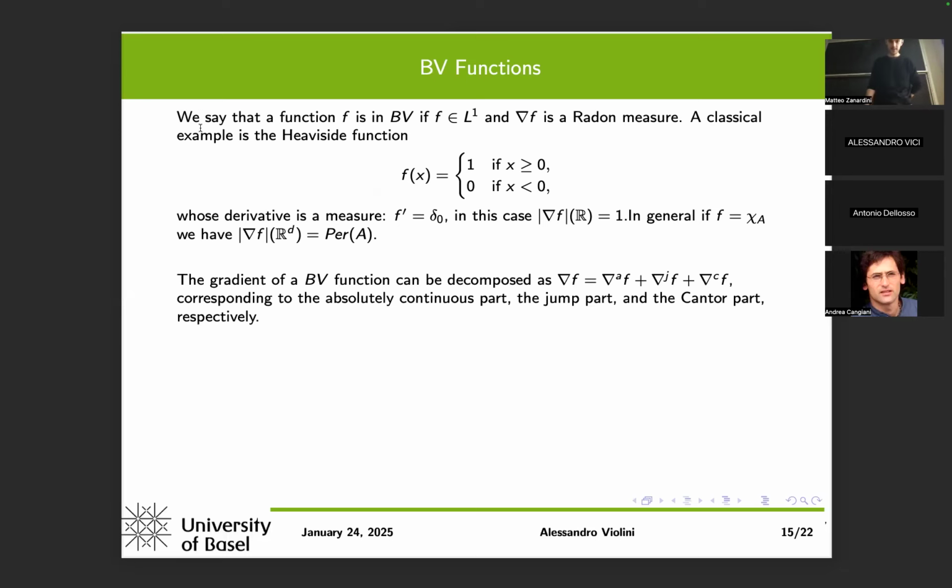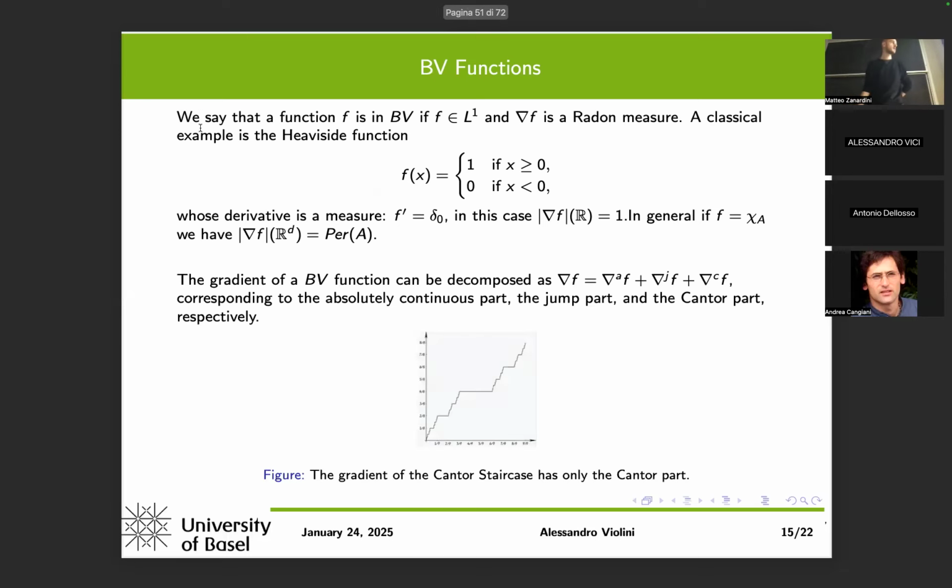The classical example of a function with a Cantor part is the Cantor staircase. You can prove that this function has a Cantor part because its total variation is 1, since it's going up over a segment of length 1, and it is constant H1-almost everywhere. And so the absolutely continuous part doesn't give you a contribution to go up, because it's constant. Clearly, you are not jumping because you are continuous, so there should be a Cantor part.